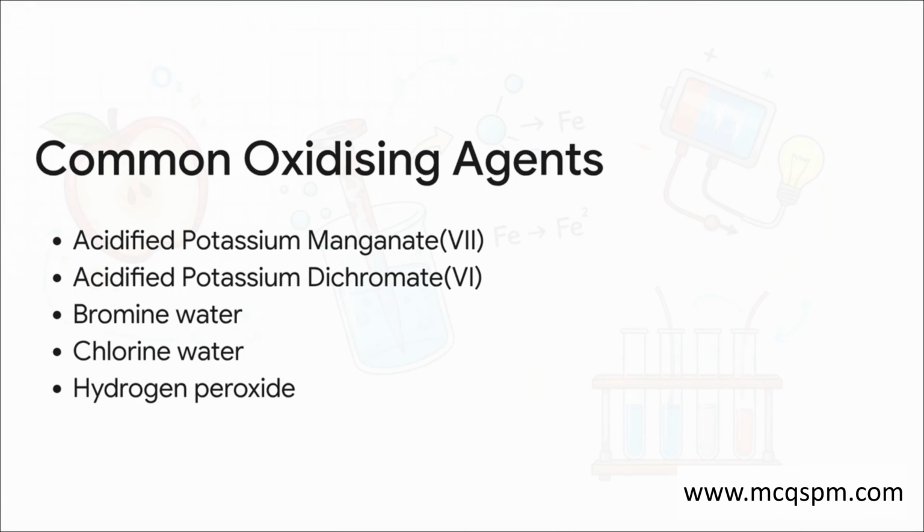Okay, here's another one for your must-memorize list. Think of these as the usual suspects in an exam. When you see a name like acidified potassium manganate(VII) or chlorine water, a little light bulb should go off in your head. Ding! That's an oxidizing agent. Just being able to spot these names immediately will save you so much time.